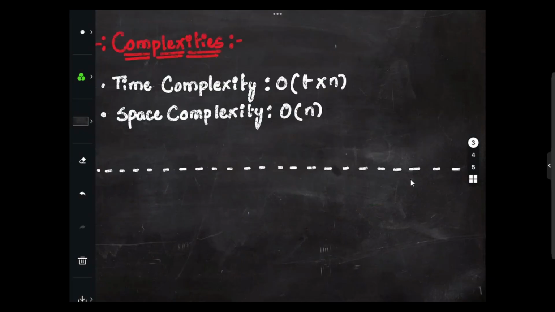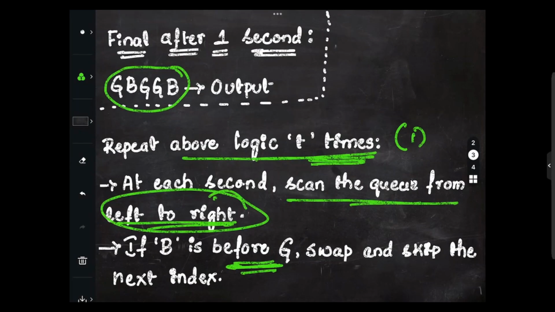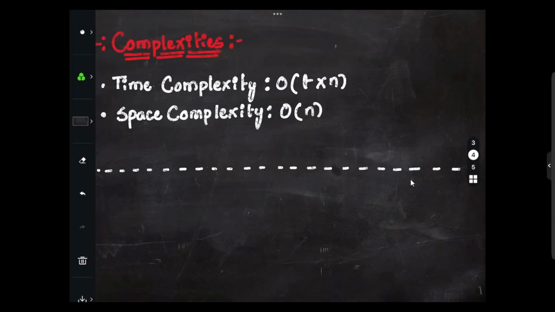So I hope the approach part is completely clear. Let's quickly discuss the complexities here. So what will be the time complexity? The time complexity would be big O of t into n, and the space complexity would be big O of n. So why is the complexity here big O of t into n? For t seconds, we are scanning the queue of length n exactly once here. So the time complexity would be quite obviously big O of t into n.